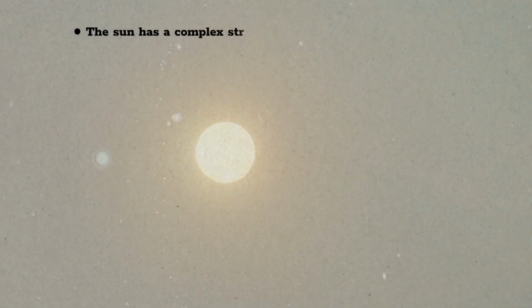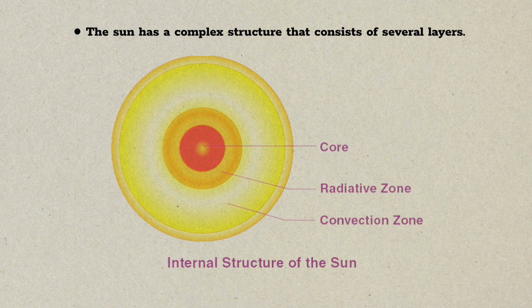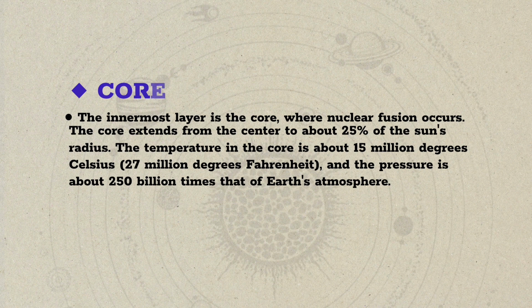The Sun has a complex structure that consists of several layers. The innermost layer is the core, where nuclear fusion occurs. The core extends from the center to about 25% of the Sun's radius. The temperature in the core is about 15 million degrees Celsius, 27 million degrees Fahrenheit, and the pressure is about 250 billion times that of Earth's atmosphere.